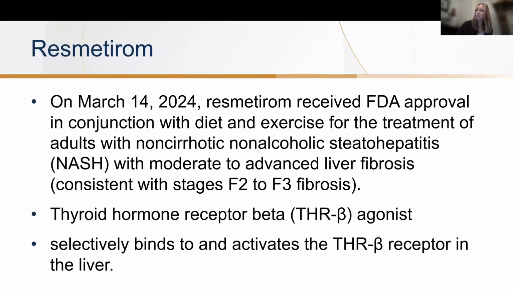Now let's get to Resmetirom. So in March of 2024, Resmetirom received FDA approval in conjunction with diet and exercise for the treatment of adult patients with non-cirrhotic steatohepatitis or NASH with moderate to advanced fibrosis. So thinking about your F2 to 3 patients, it is a thyroid hormone receptor beta agonist, and it selectively binds to and activates the THR beta receptor in the liver.